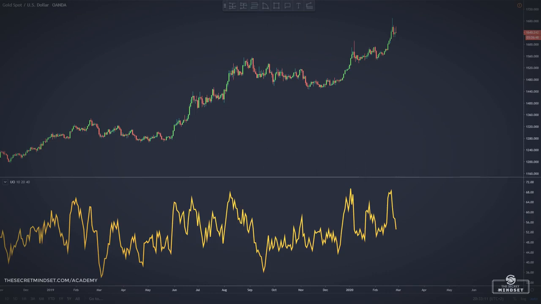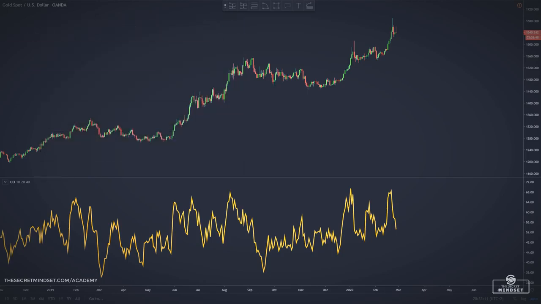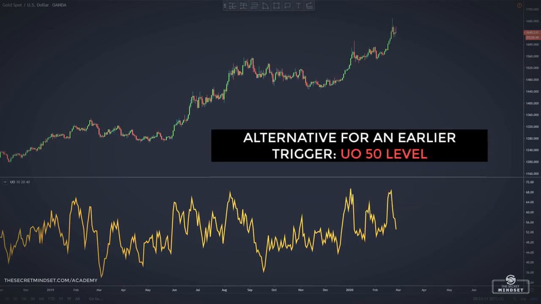Maybe the most important note is that waiting for the oscillator to move above the divergence high for a bullish divergence or below the divergence low for a bearish divergence could mean a poor entry point, as the price may have already run significantly in the reversal direction. That's why I told you I try to skip this step and enter earlier in my trades.